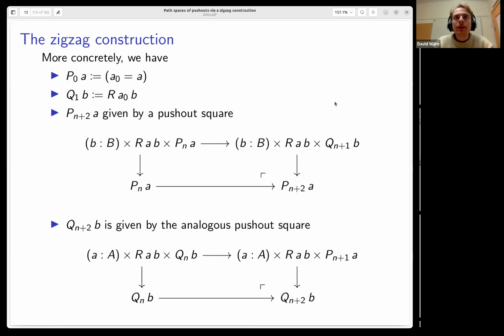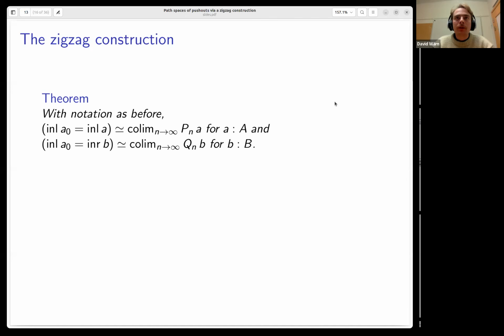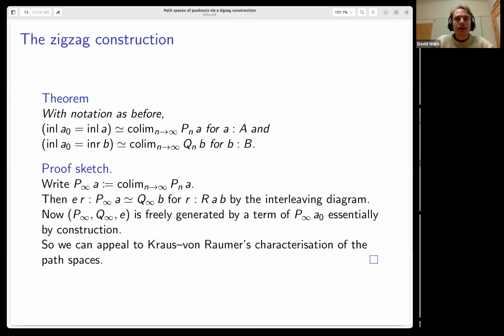So this is how the sequences of types are defined. And then we have this theorem that, with the same notation as before, these sequences have the correct colimits. So their colimits are the type family of paths in the pushout starting at inl of A0. This is the reason why it's a reasonable construction. And I'll just give a rough proof sketch of this.